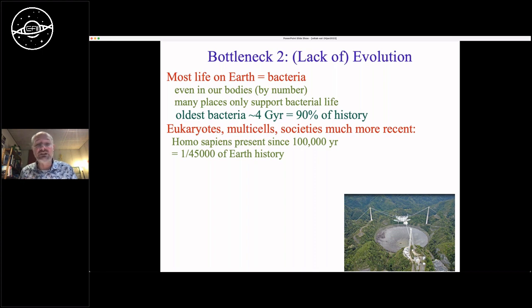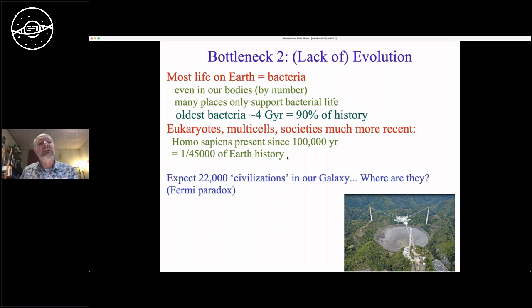And of course, intelligent life, I mean, you can debate what that exactly means. You can define that as organisms working together, but let's for now use the concept of detectable life, right? So life that can communicate with radio signals, and these we could pick up with telescopes like Arecibo. Well, Homo sapiens, of course, has been present for about 100,000 years. That is a small fraction of Earth history, 1 in 45,000.